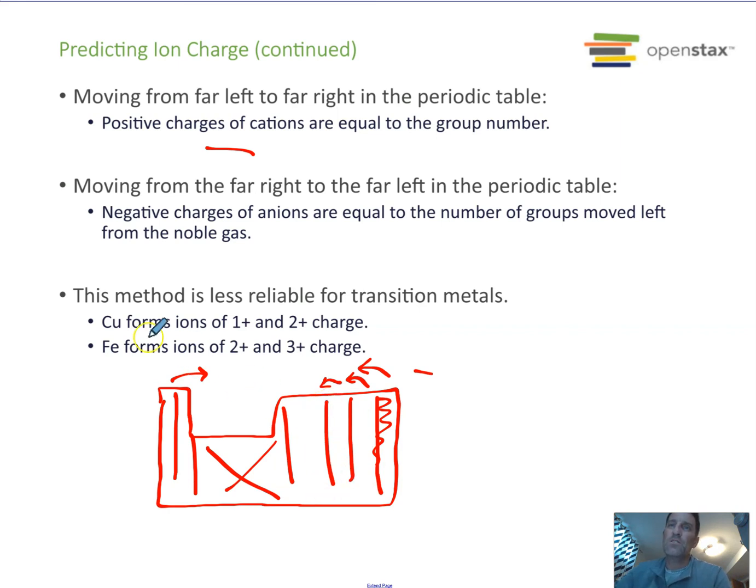Okay. This method is less reliable for transition metals in here, so that's why we don't use that for them, and we'll learn how to do those.